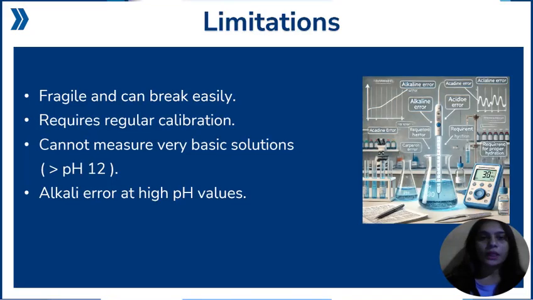Limitations of this experiment: the electrode is fragile and can break easily, requires regular calibration, can't measure very basic solutions with pH above 12, and has alkali error at high pH values.